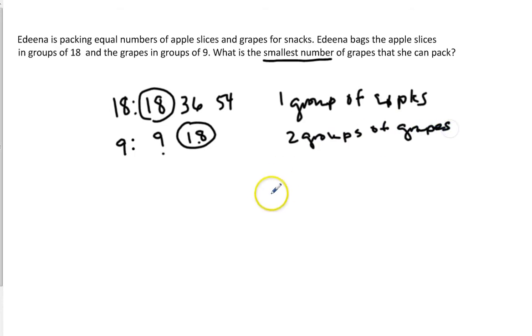And that's what my problem's asking me. What is the smallest number of grapes that she can pack? If I continued on, I'd find other numbers. For example, 9 does go into 36, but it isn't the smallest one. The smallest one is 18.